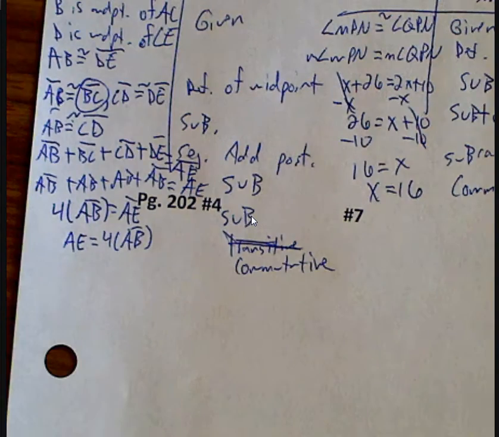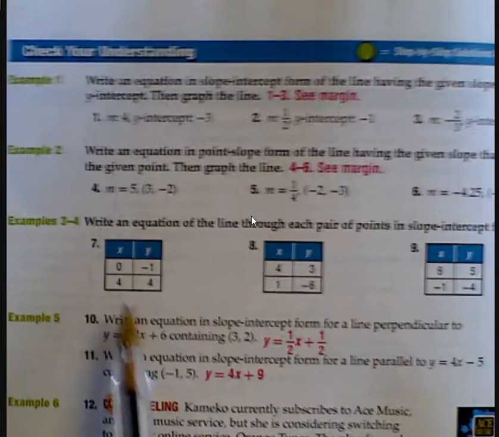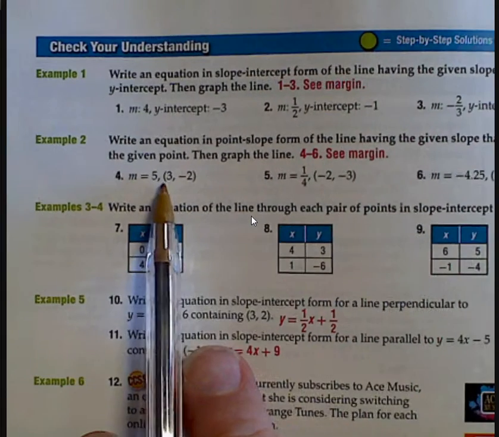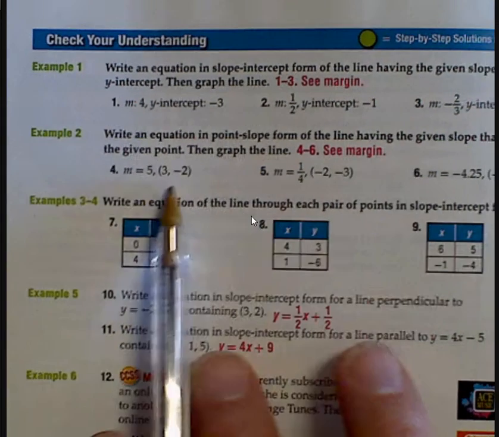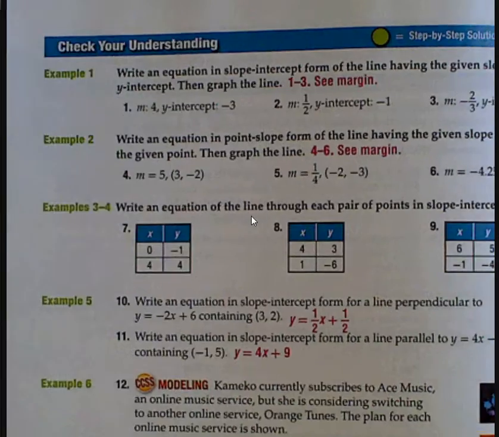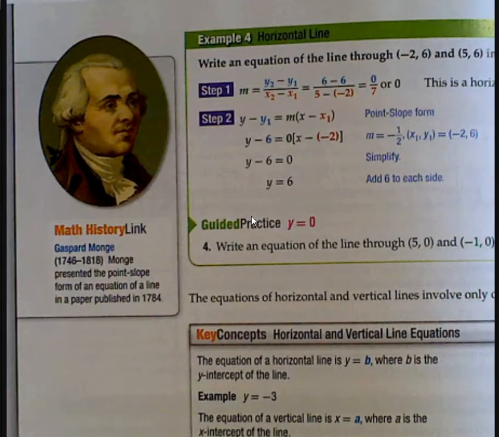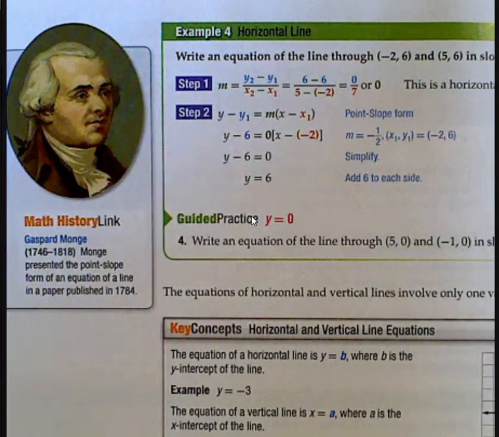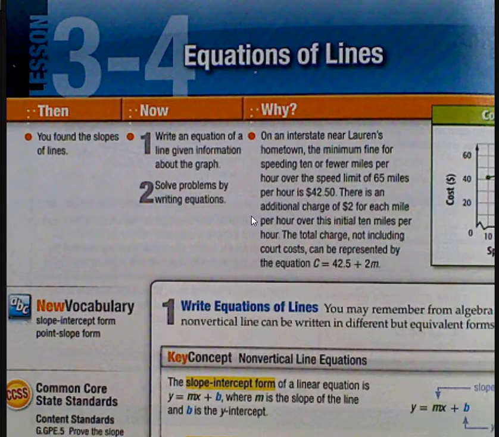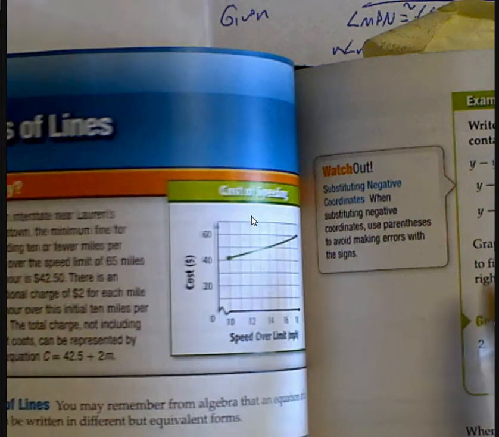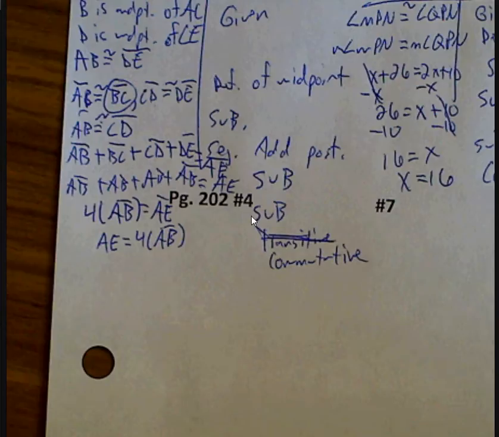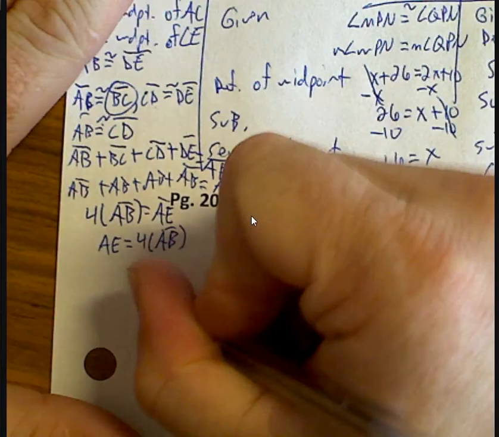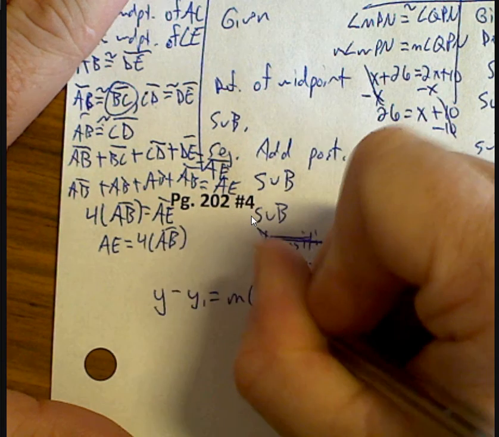Number 4. On number 4, it says write an equation in point-slope form of the given line that contains the slope and the point. If I look back at point-slope form, here is point-slope form. So point-slope form is y minus y1 equals m, x minus x1.